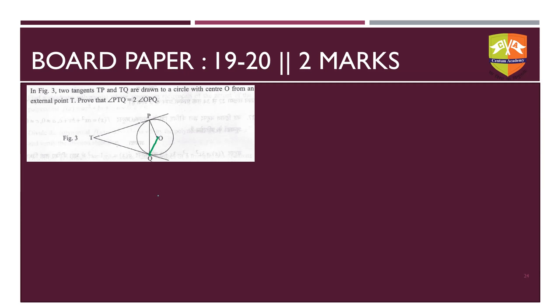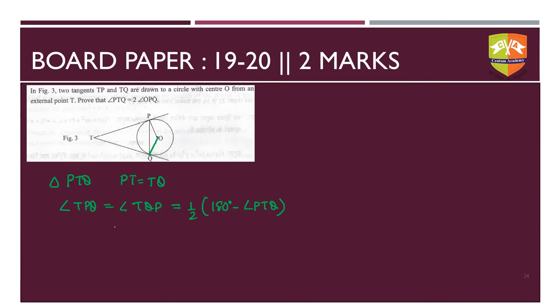Okay, so 2PTQ, no? Dekho. Now, in triangle PTQ, PT is equal to TQ. Hence, angle TPQ is equal to angle TQP. Correct? This is equal to half of 180 degrees minus angle PTQ. Yes or no, guys? Is that okay? Angle TPQ is equal to angle TQP.